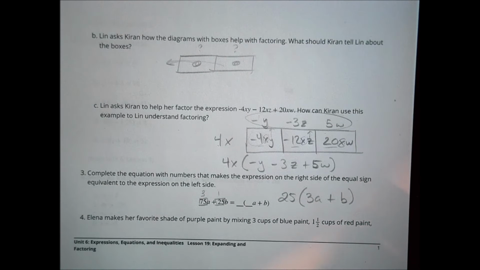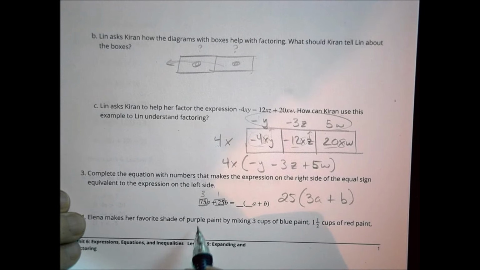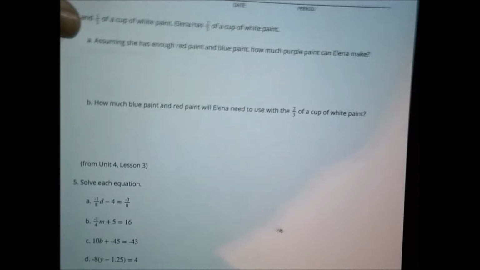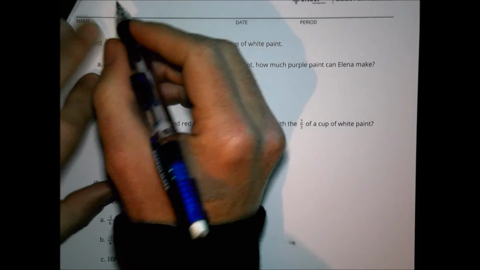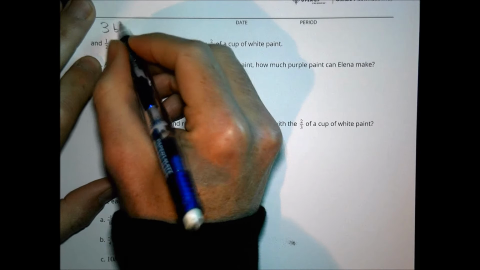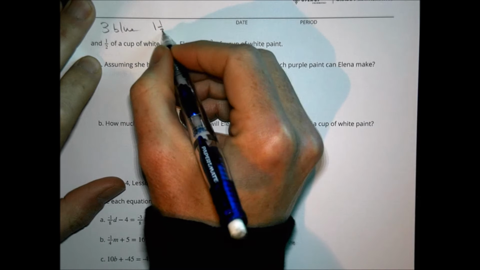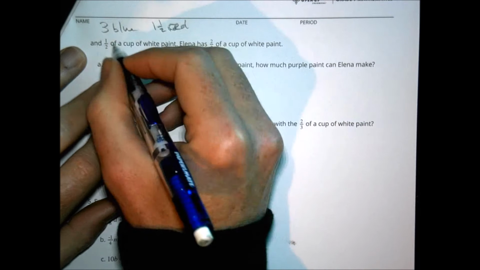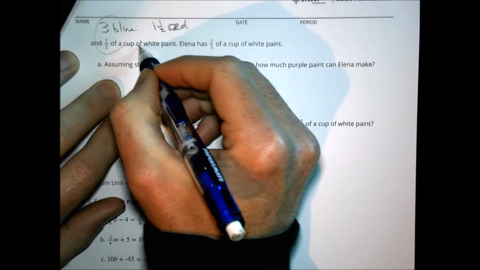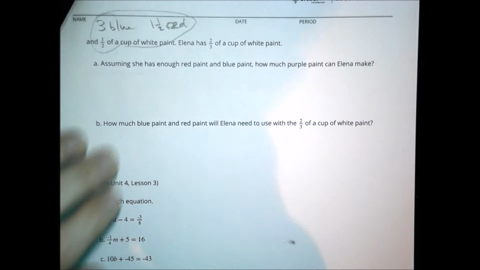All right, and our next problem here, we have Elena making her favorite shades of purple paint by mixing 3 cups of blue, 1.5 cups of red, and 1/2 cup of white. So let's just jot this down on this side of the page so we can see it all together real quick. So we have 3 cups of blue and 1.5 of red, and 1/2 cup of white. So that's what she has here. That's her ratio she uses to make the paint.